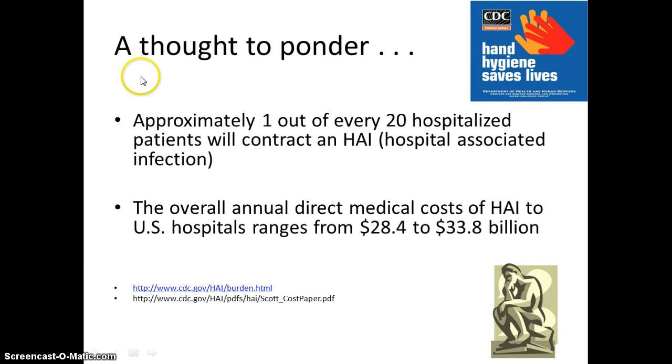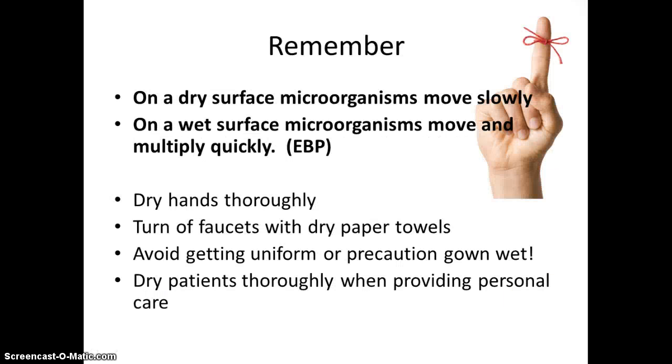So, a thought to ponder. Approximately 1 out of 20 hospitalized patients will contract a hospital-associated infection. And that's a little scary, 1 out of 20. The overall annual direct medical costs of these hospital-acquired infections can be up to $33 billion. That's a lot of money, and that's a lot of our money. And you can see that I've got the references there for that. I just want to kind of set the table for what it is that you'll be working in.